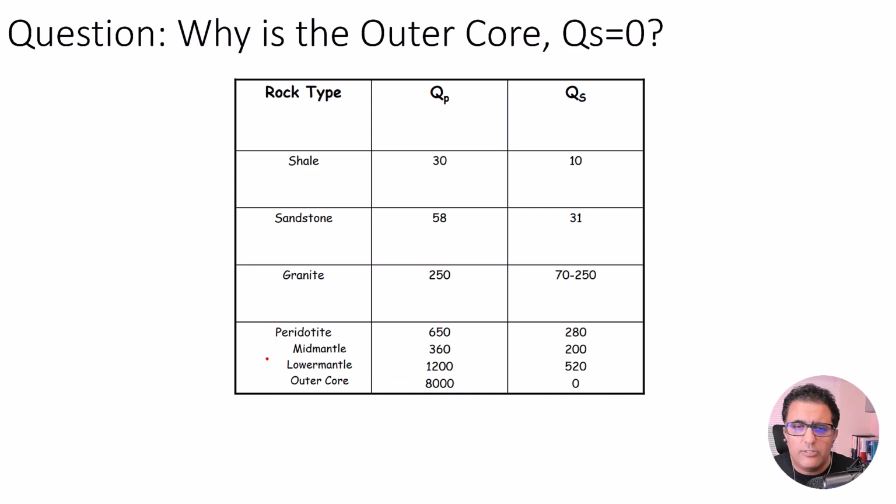So let me ask you one interesting question: why is the quality factor of the outer core 0?